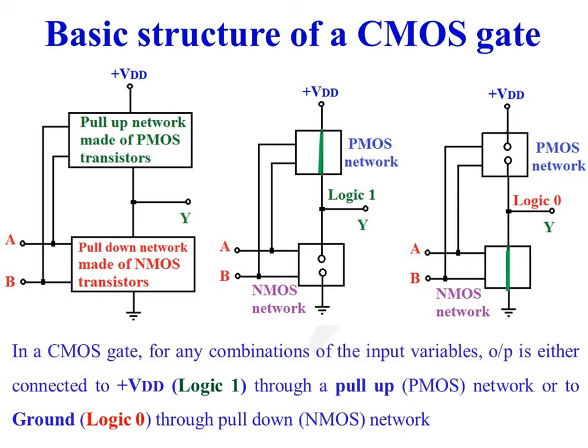Whenever the NMOS network conducts, output is connected to ground and output is isolated from plus VDD as the PMOS network is not conducting. So in a CMOS gate, for any combination of input variables, output is either connected to plus VDD or logic 1 through a pull-up network realized using PMOS transistors, or to ground or logic 0 through a pull-down network realized using NMOS transistors.